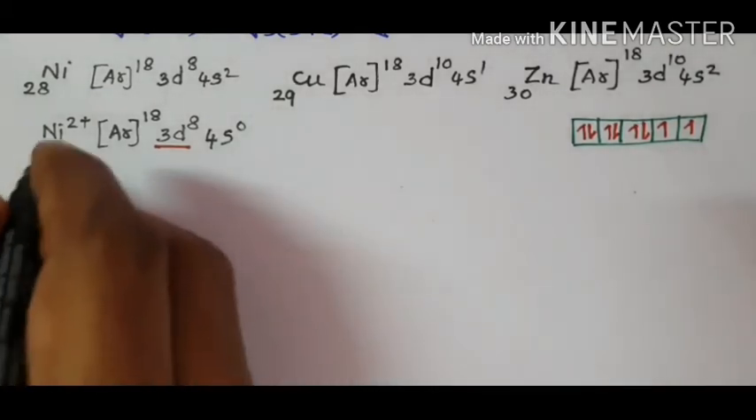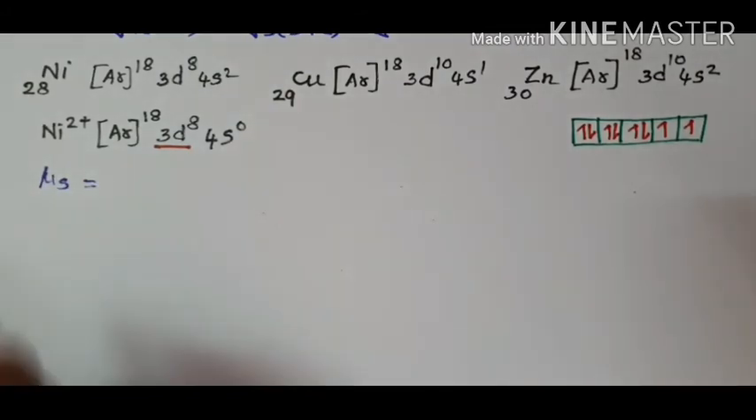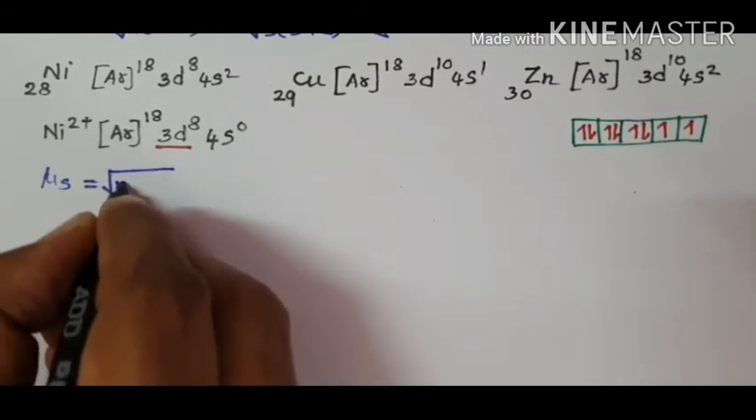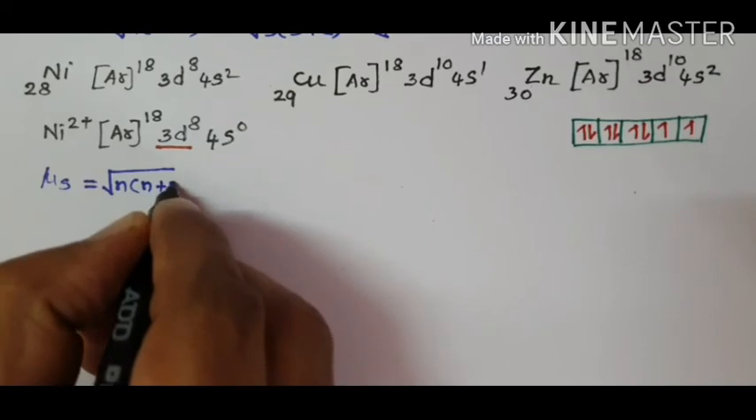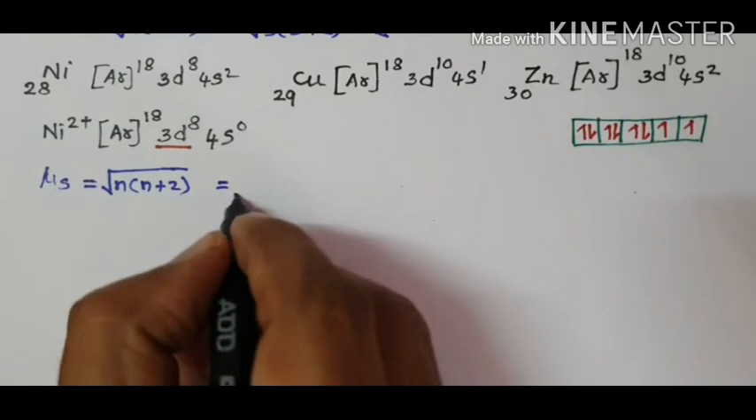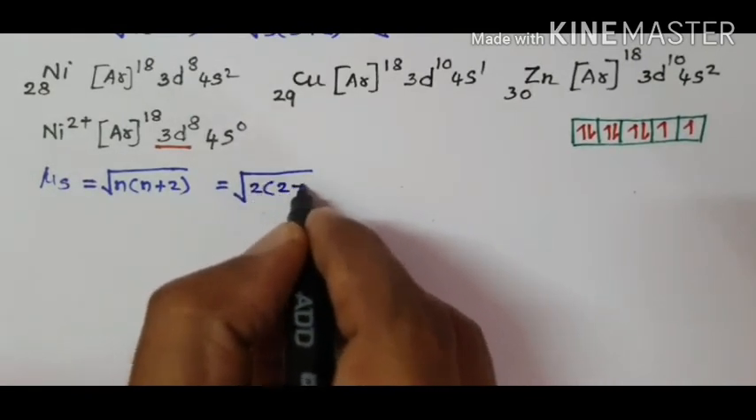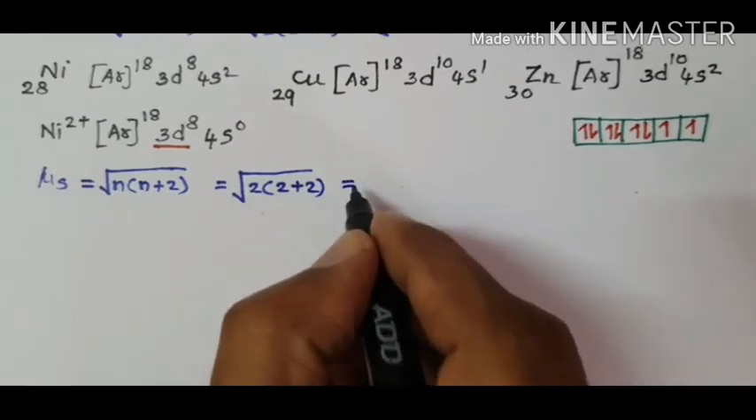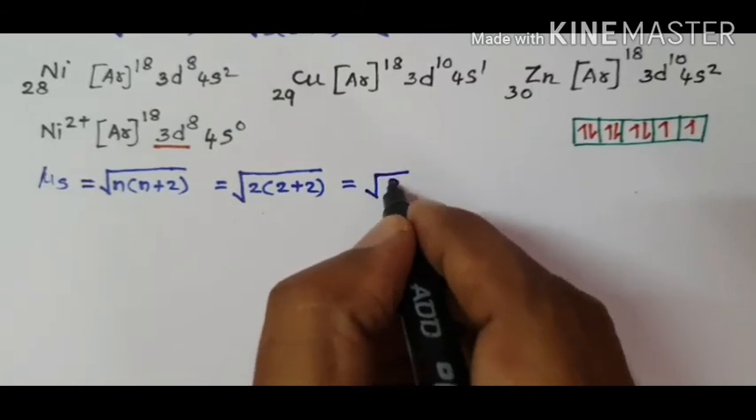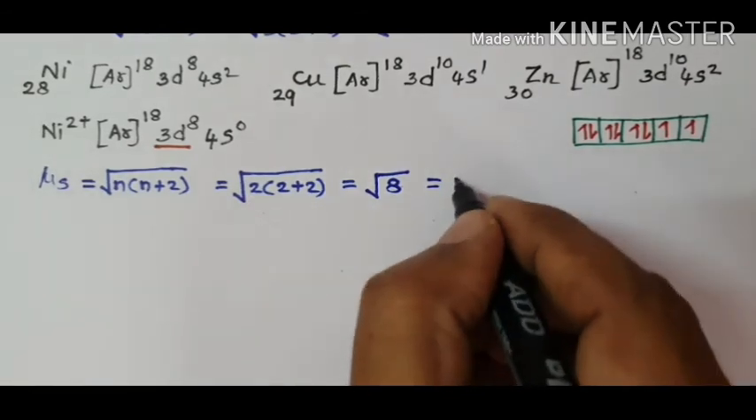The formula used to calculate the spin only magnetic moment is root of n into n plus 2 Bohr magneton. The number of unpaired electrons in nickel 2 plus is 2. Therefore, 2 into 2 plus 2, 2 plus 2 equals 4. 4 into 2 is root 8. If the number of unpaired electrons is 2, the answer starts with 2.